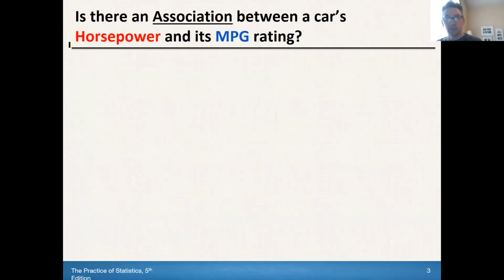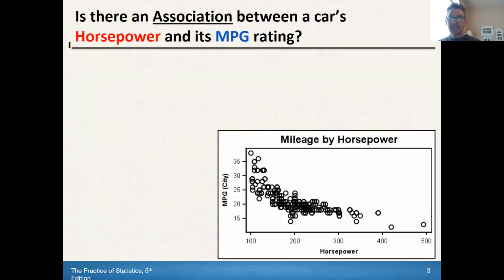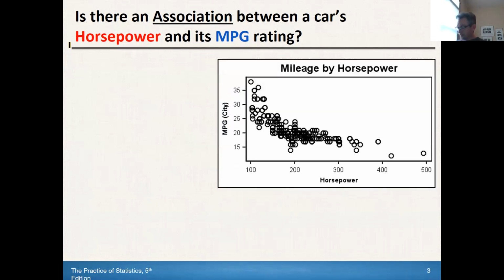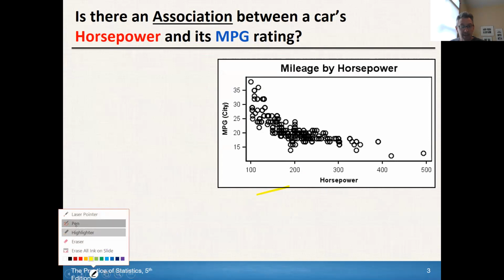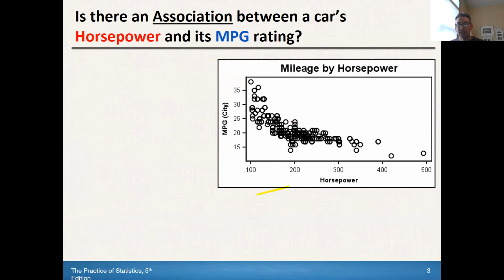So here we go. Here's our first example. The question says, is there an association between a car's horsepower and its miles per gallon rating? Let's take a look at the scatter plot. So here's a scatter plot of a lot of cars. Every dot here is a car. So there's a car right there. There's another car. Here's another car out here. We've got a bunch of cars. We're looking at the horsepower of the car versus the miles per gallon.